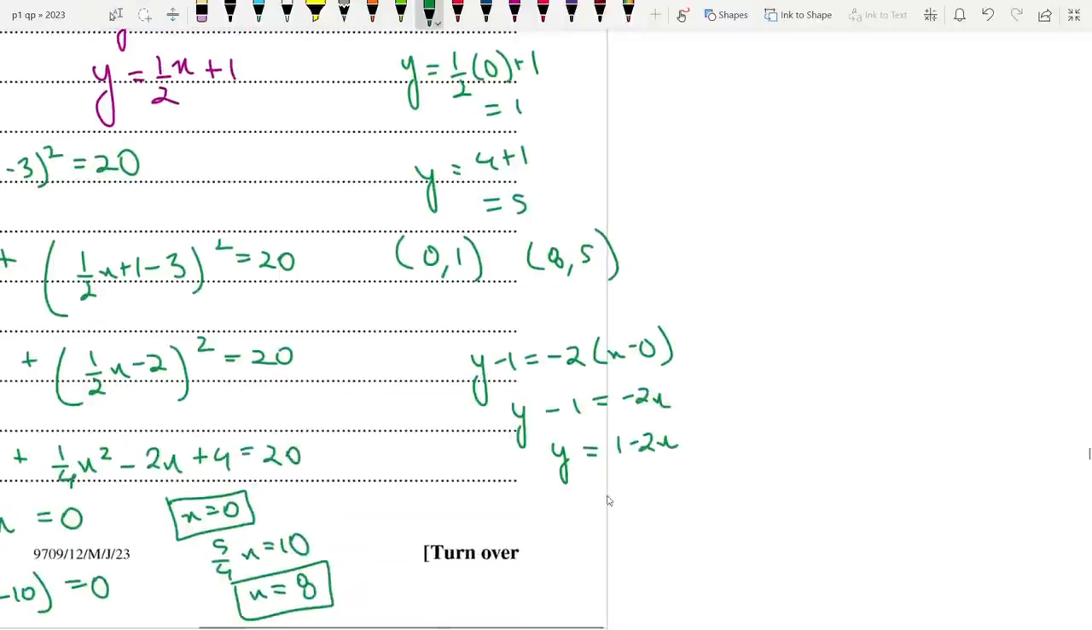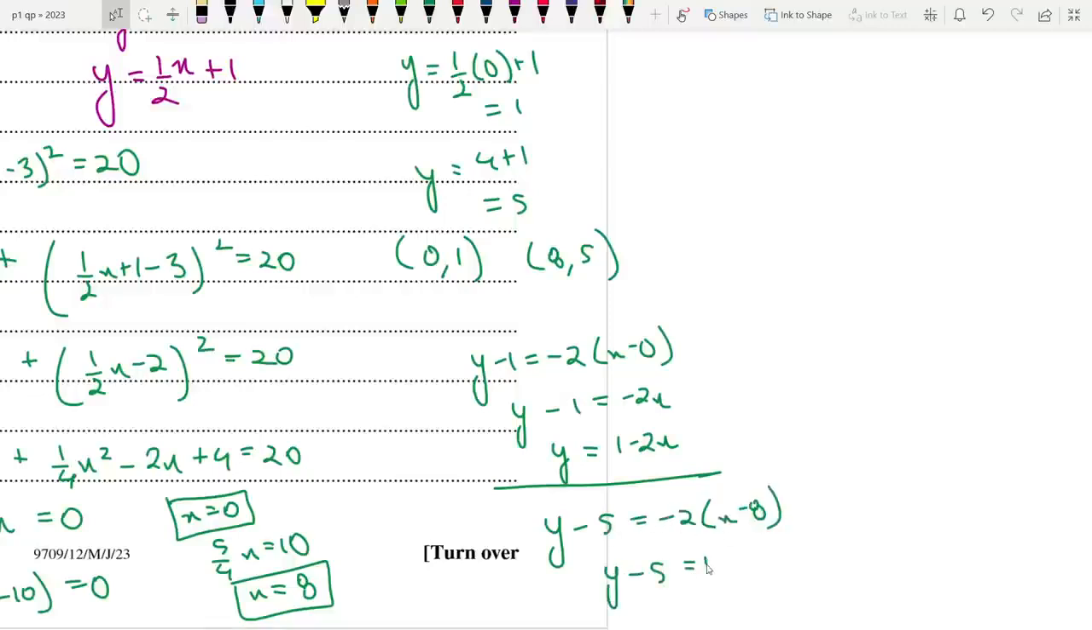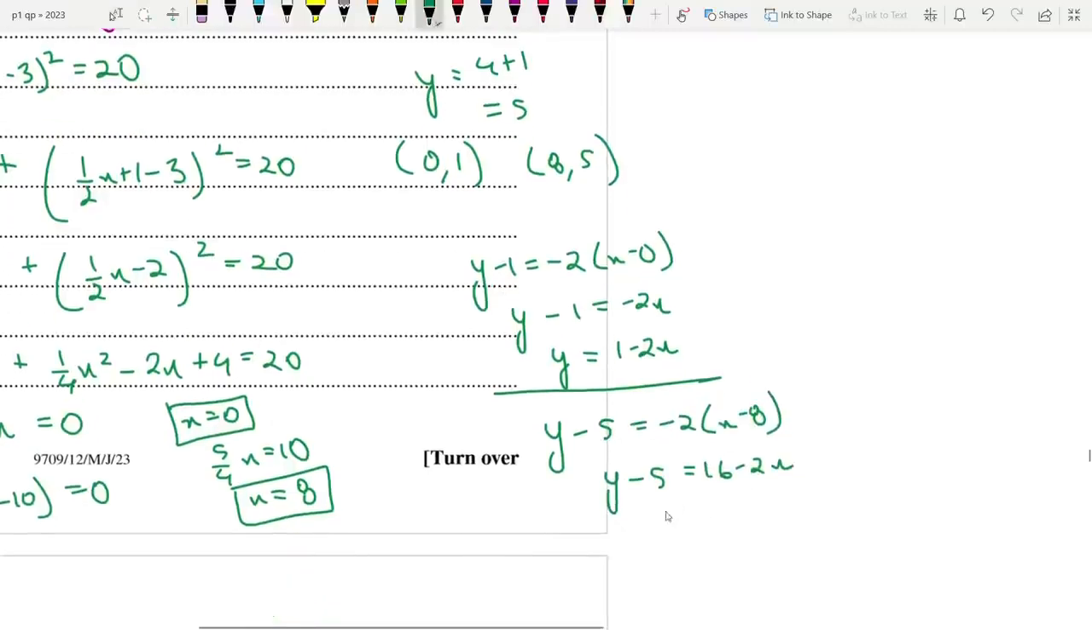That's one. What about the other one? y minus 5 equals minus 2 into x minus 8, so y minus 5 equals 16 minus twice x, or y equals 21 minus twice x. So y equals 1 minus twice x, and y equals 21 minus 2x. These are our final answers.